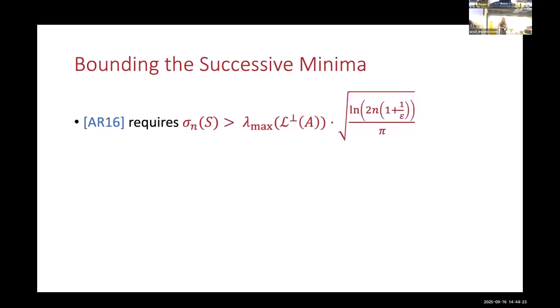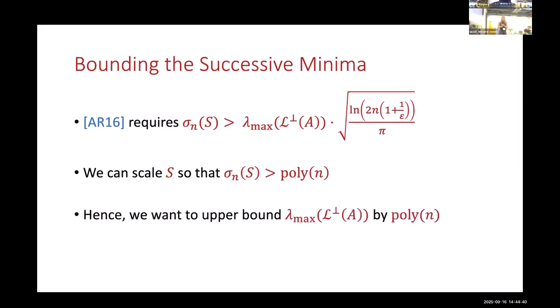Okay. So let's recap. This paper of Agrawal and Regev requires this condition. As I said, we can scale S so that the largest singular value of S is at least poly n, and the smallest singular value of S is at least poly n. And then all we would need to do is upper bound lambda max of the orthogonal lattice by poly n. Unfortunately, this is also not true in general. So we'll see an example on the next slide.